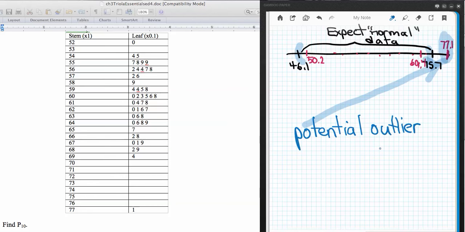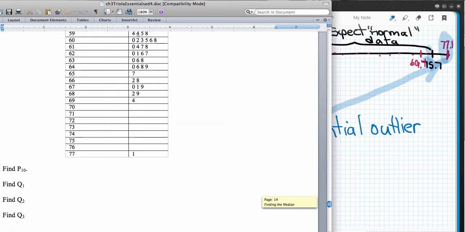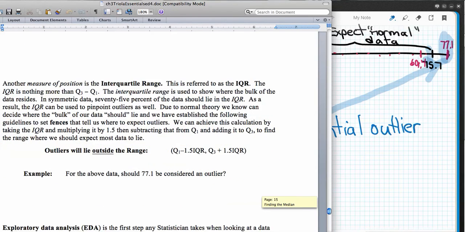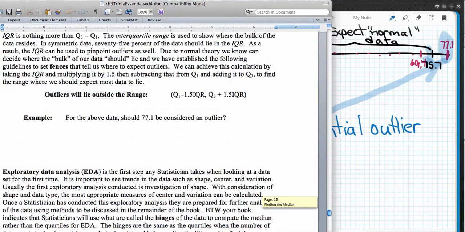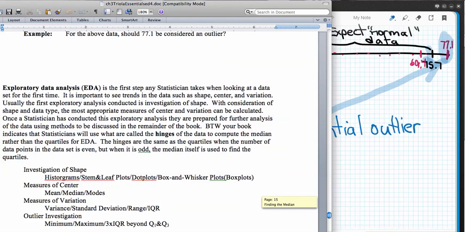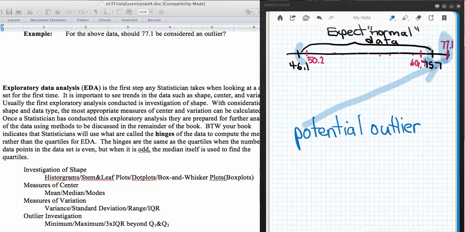What exactly is going on? And these are all questions that we want to raise as we start seeing these things. So that is our interquartile range. And this interquartile range begins something that we call exploratory data analysis. And exploratory data analysis, also called EDA, that's just an investigation.